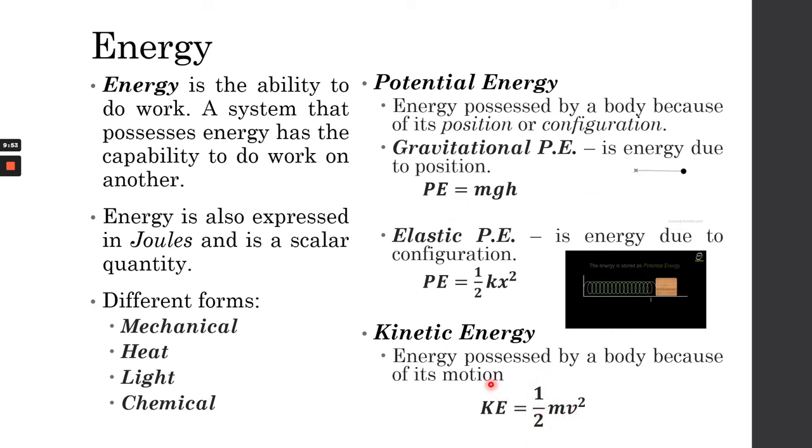So these are the equations that I want you guys to remember. For potential energy, specifically gravitational potential energy, we can measure the potential energy by multiplying the mass to the acceleration due to gravity multiplied by height of the object.